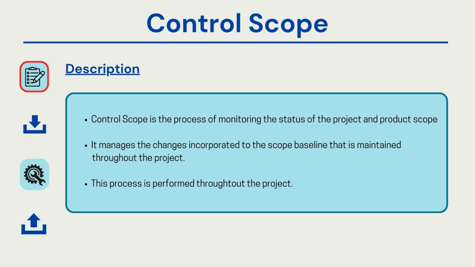As part of control scope, we will look into, first of all, what it really is. This comes as part of the monitoring process, and this is where we try to monitor the status of the project and product scope. Whatever the changes are, they need to be incorporated into the scope baseline, which is maintained throughout the project. As we discussed already, once we have defined the scope, we also have to come up with the scope baseline. Once it is baselined and agreed upon, if there is any change, it has to go through a change process. That's the part of your control scope and monitoring.